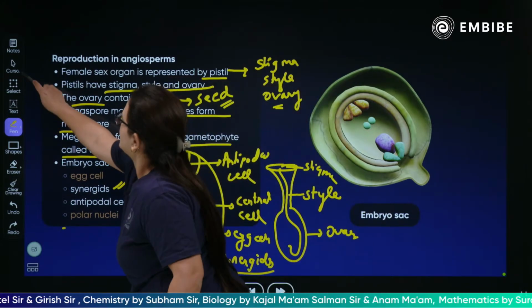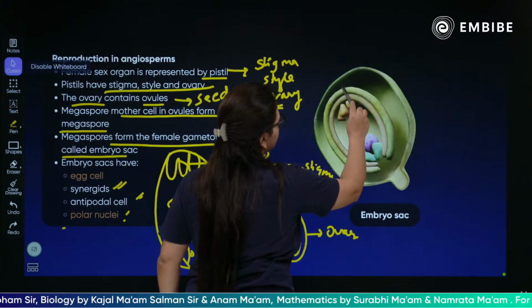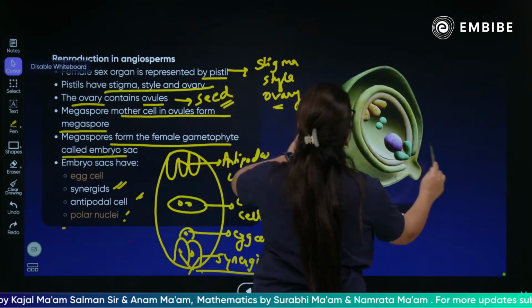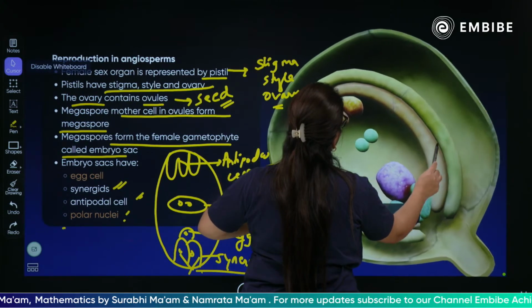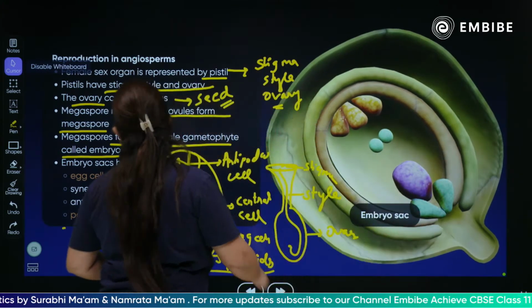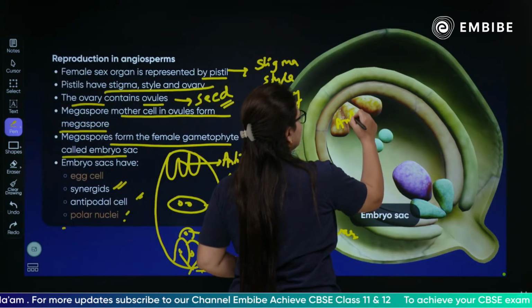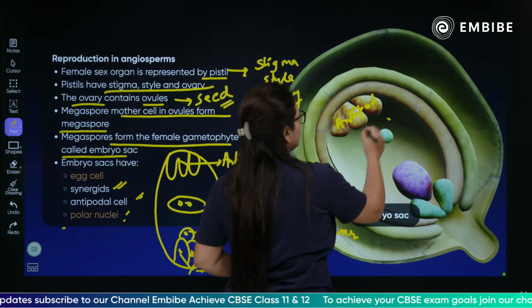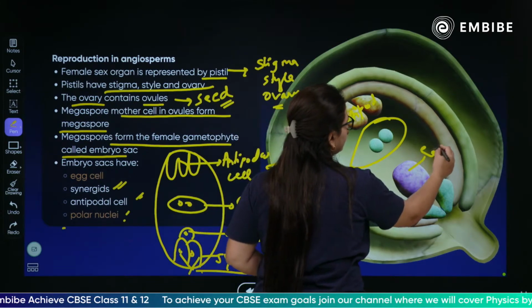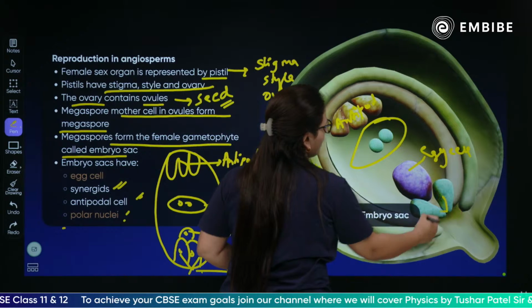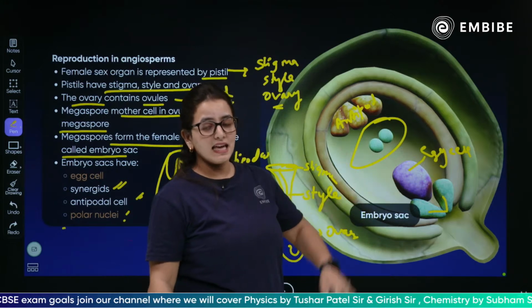You can see that clearly here. This is your embryo sac. Can you see this? Or should I zoom in? Just a second, I'll zoom in. This is how it looks. These are antipodal cells. These are polar nuclei, present in the central cell. This is the egg cell where the pollen grain will fuse, and these two are the synergid cells, where the pollen tube will enter to fertilize the egg cell.